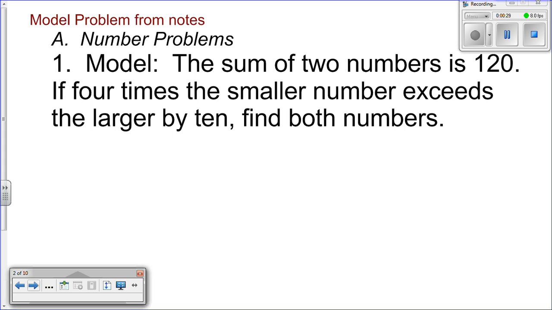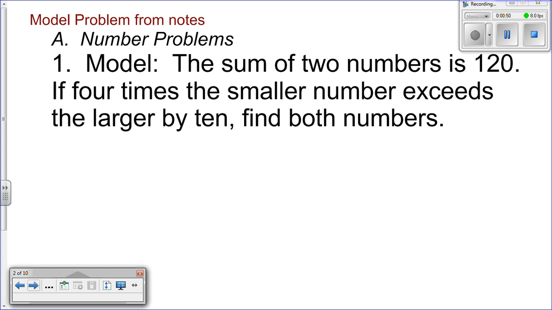So let me draw on something that you already know. For those of you who are taking notes on my note pages, this is the only model problem you have for number word problems. I'm going to do this first using a single variable. Please don't copy that down. I want you to copy the system of equations, the new learning, down. So let's take a look at this.